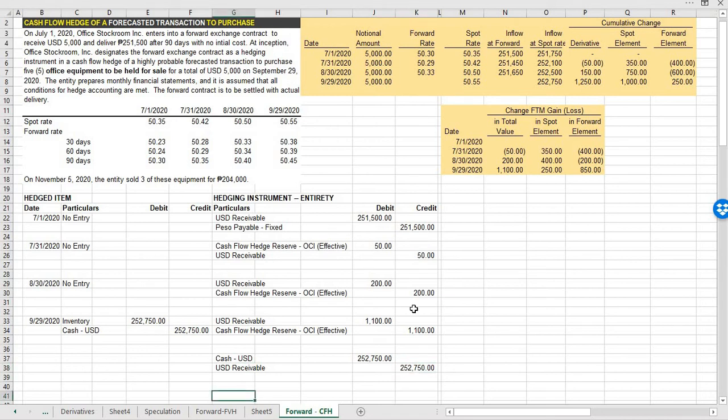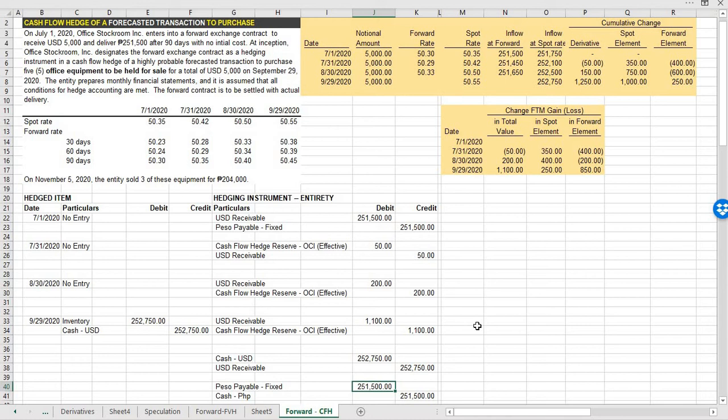So, ngayon, magbabayad na tayo. Siyempre, para magbayad, credit tayo ng cash. At anong cash? Siyempre, Philippine peso. Kasi ang sabi niya rito, 251,500. Kaya, yun ang i-credit nating amount. So, again, ang binayad natin ay Philippine peso, hindi dollar. Tapos, i-debit na ngayon natin yung ating peso payable na fix. That is also at 251,500.